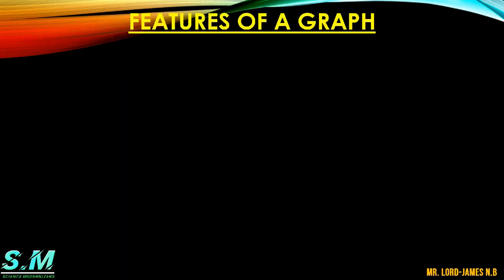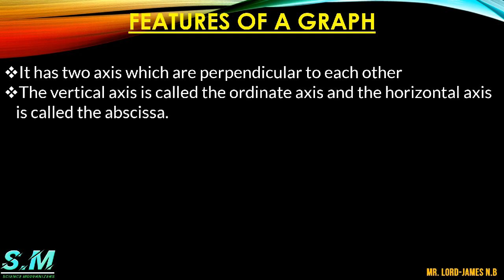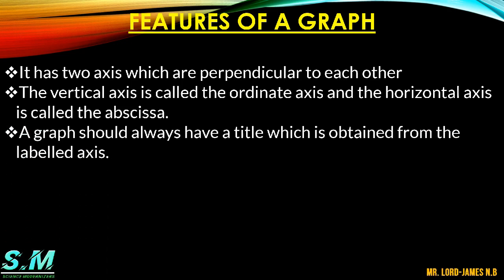So let's see the features of a graph. A graph normally has two axes which are perpendicular to each other, as seen on the diagram. The vertical axis is called the ordinate axis and the horizontal axis is called the abscissa axis. So, in other words, the y-axis is called the ordinate axis and the horizontal axis is called the abscissa axis. The graph should always have a title which is obtained from the labeled axes.